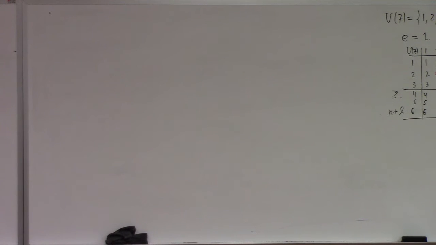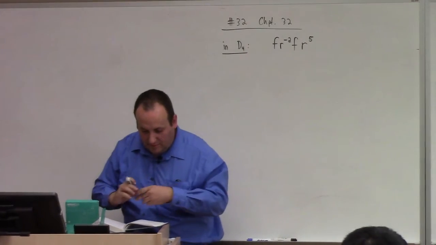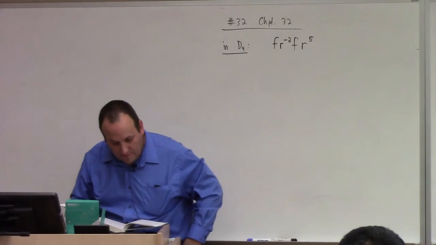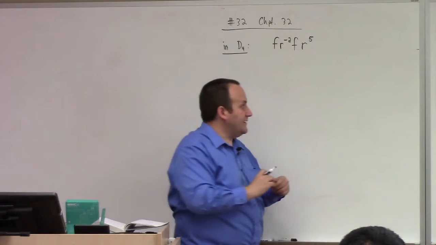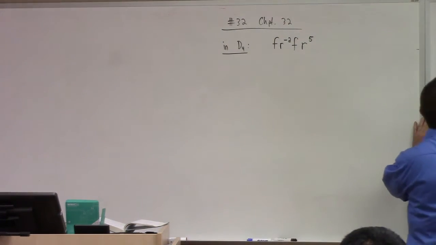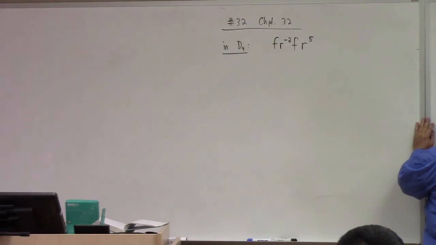Let's see here. We're in D4, all right? So the dihedral group of order 8, which is D4. We're supposed to simplify F R to the minus 2, F R to the 5. And here R is the fundamental rotation of 360 divided by n degrees. And we're supposed to use a diagram to verify that F R F is equal to R inverse.